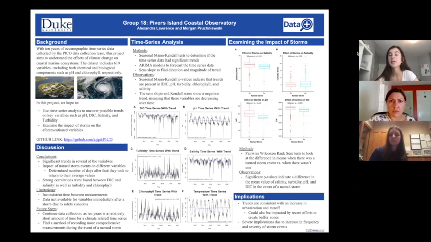and rank sum tests to look at the difference when there was a named storm versus when there wasn't. And so I looked at salinity and turbidity and found that for salinity, when there was a storm, on average, the salinity values were lower because of fresh water running down through the watershed. And when there was a storm event, the turbidity was higher due to increased runoff.